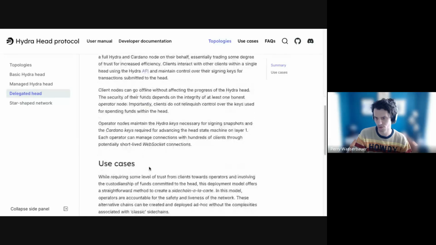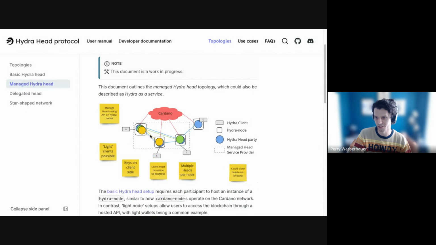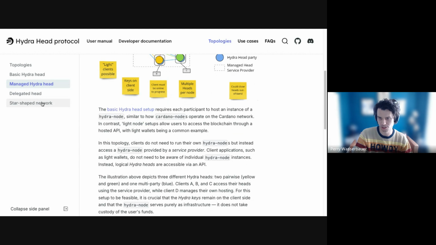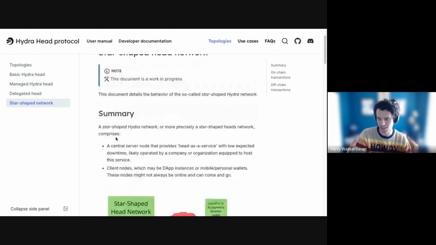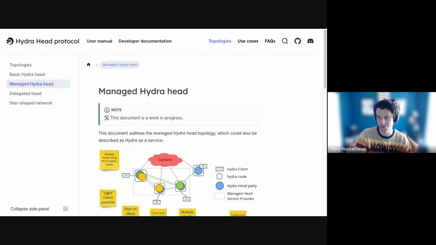I won't go through all of this, but there are some details of how they work. There's also the managed one, where someone essentially offers Hydra as a service, running the Hydra nodes for you, but you can run Hydra heads. The big thing that some of these show is that interconnectedness that we were talking about. That is an area of research that we have some ideas on.